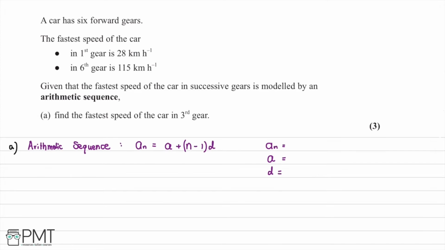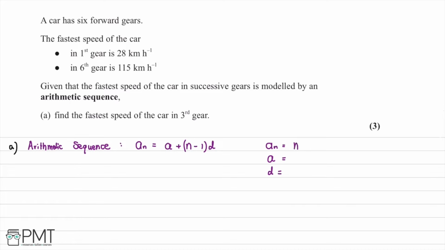So in part A of this question, we're told that a car has 6 forward gears, and we're told that the fastest speed of the car in first gear is 28 kilometers per hour, and in sixth gear, it's 115 kilometers per hour. Given that the fastest speed of the car in successive gears is modeled by an arithmetic sequence, we're asked to find the fastest speed of the car in the third gear. So what do we know about arithmetic sequences? We know that we can work out the nth term by doing a plus (n minus 1) multiplied by d.